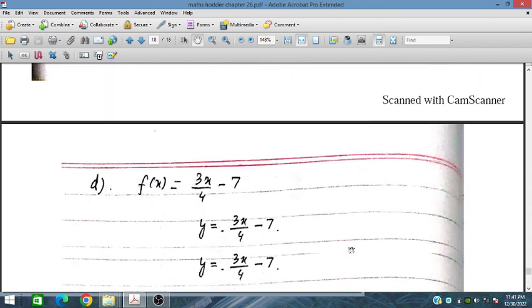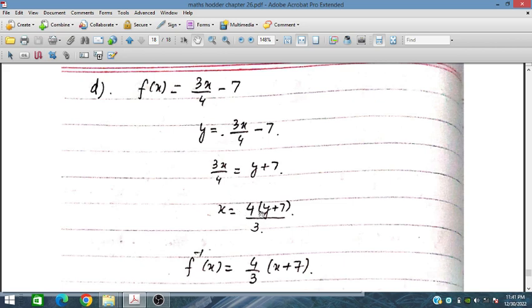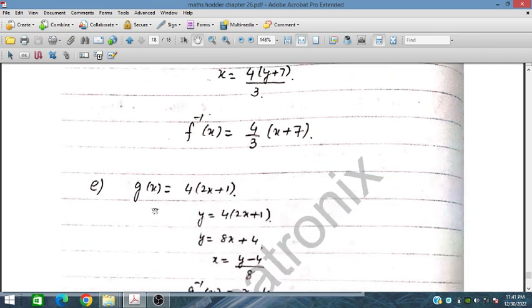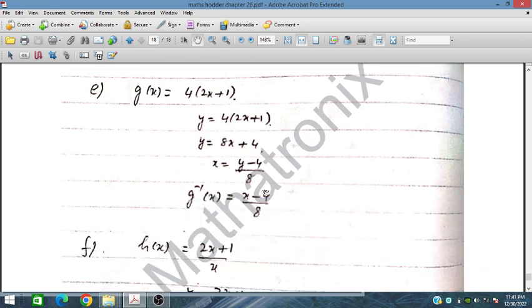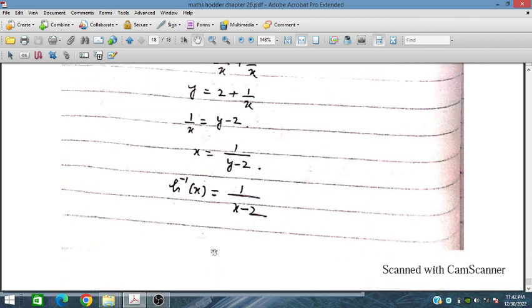Next, f(x) is 3x upon 4 minus 7. So y is equal to this, and f inverse is 4 upon 3 times (x plus 7). And g(x) is equal to 4 upon 2x, y is equal to this, and g inverse is this. So this is all simple.